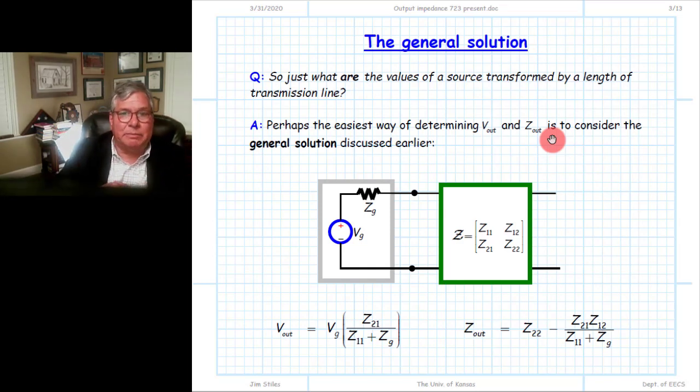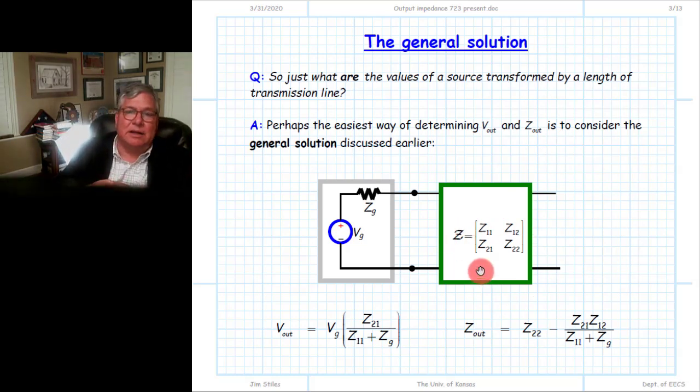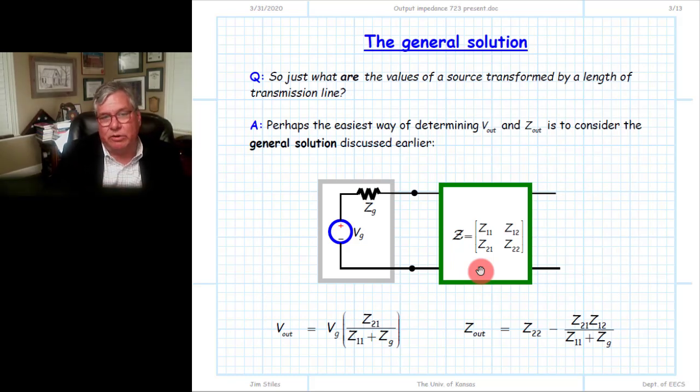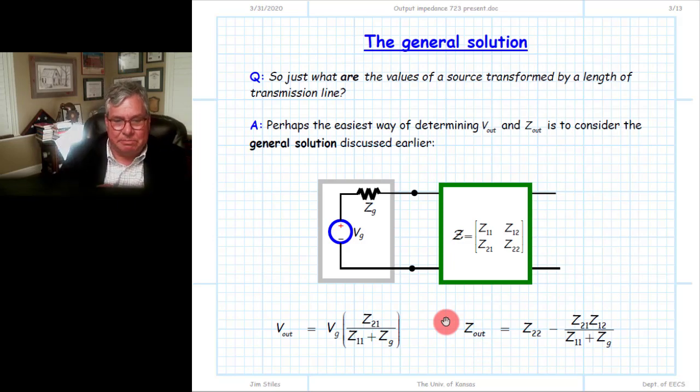Another way of doing it may be a little bit easier. Earlier we found that if we knew the impedance matrix of a two-port device, if we knew all the transimpedance parameters, all four of them, for that two-port device, then we knew that we could write the transformed source from VG and ZG into a new source of V out and Z out by using those transimpedance parameters. The transimpedance parameters and ZG and VG would then map into a new equivalent source with a V out open circuit and a Z out source impedance.